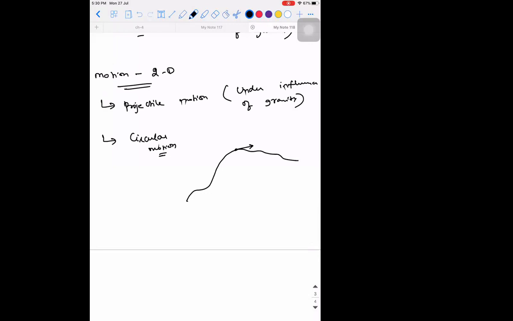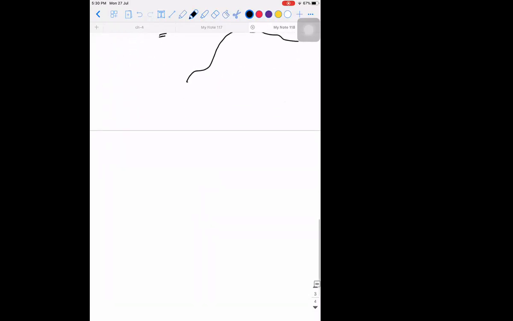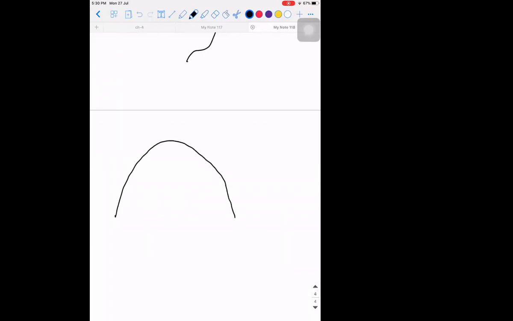Yes or no, guys? I want some response. Clear, right? So, when we talk about projectile motion, projectile motion is a parabolic path. It is going to be something like this. If I want the velocity at this point, it will be tangential here. At this point, it will be tangential. At this point, it is going to be like this. Are you guys able to understand?